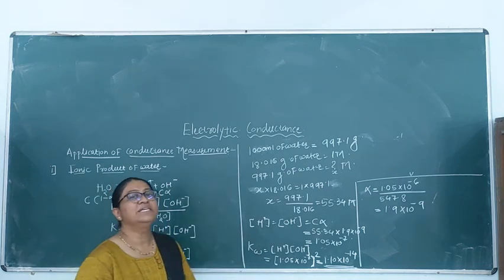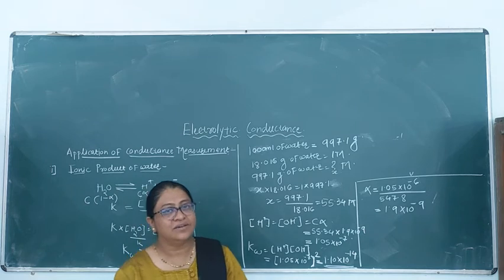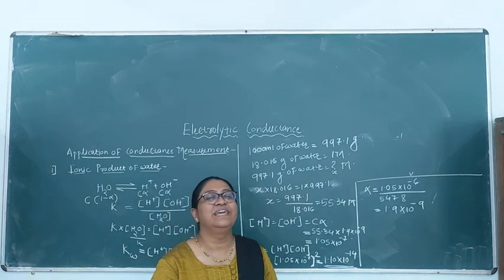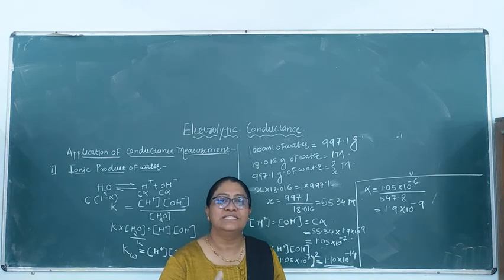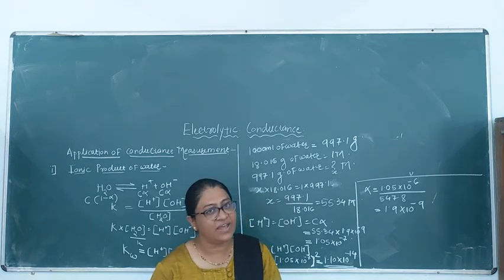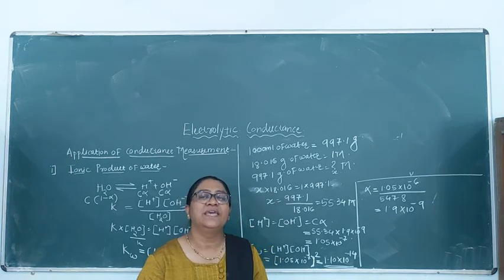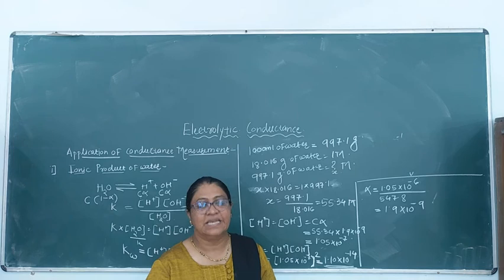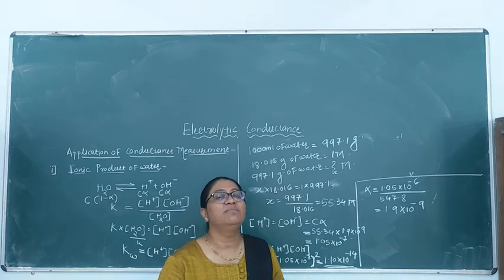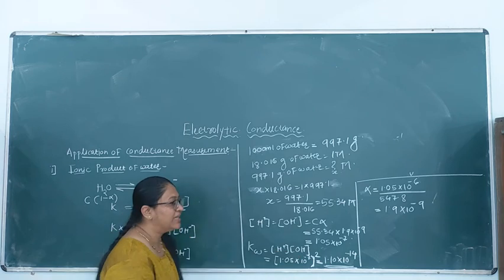For calculating the ionic product of water, what did we do? We first calculate the degree of dissociation, and the degree of dissociation has a relation with equivalent conductivity. Obviously, from the specific conductance, we can calculate the equivalent conductance. So from the conductivity measurements, we can calculate the ionic product of water.